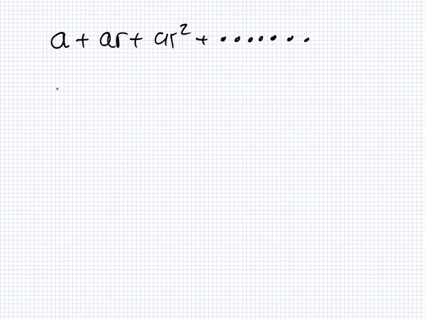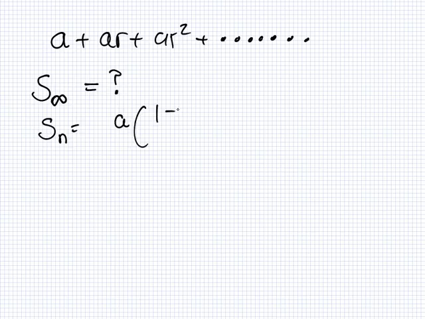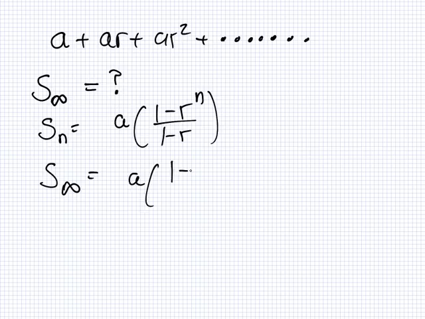So now let's see what happens if the n is infinity. So we have a sequence a plus ar plus ar squared, but this time it continues. It doesn't stop. So S infinity, what will that equal? Well, Sn equals a(1 minus r^n) over 1 minus r. So if you want S infinity, that would be a(1 minus r^infinity) over 1 minus r.